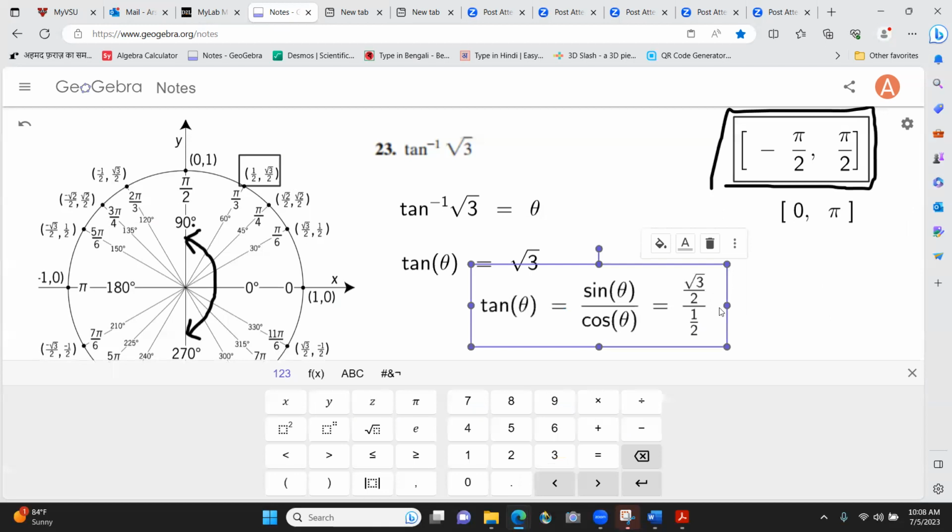So I'm going to say this is 3 over 2 over 1. All right, I can cancel 2 and 2, and I get square root of 3 over 1, which is square root of 3.